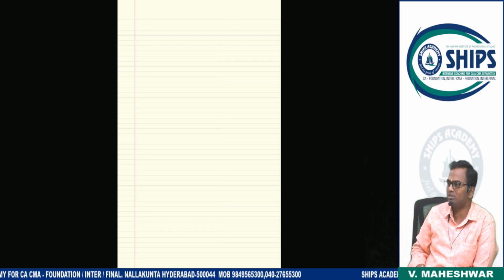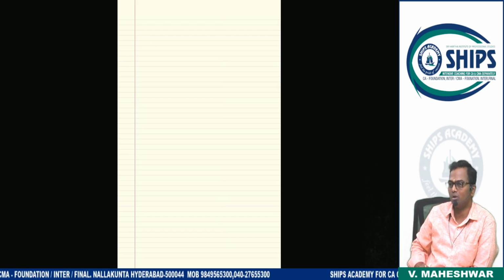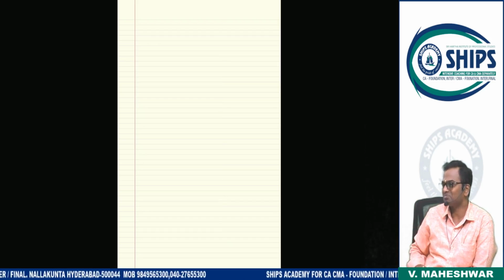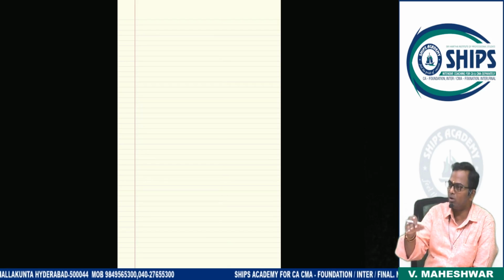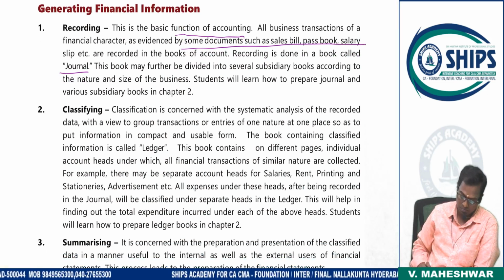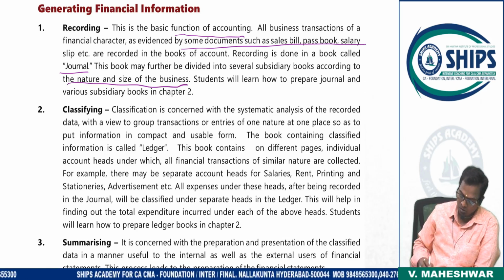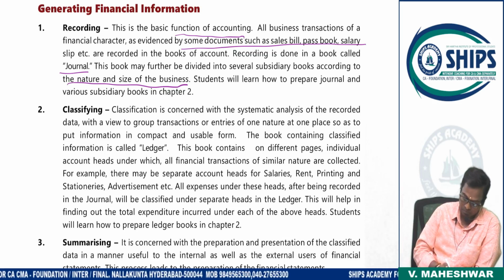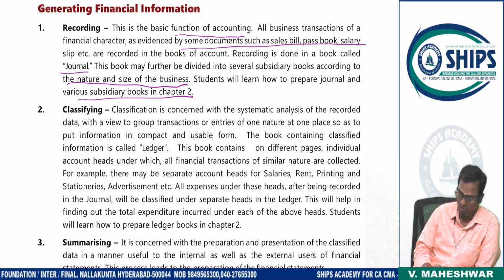Sir, what about ledger? If you press so-and-so person's name to whom you have made a call, how many calls are coming in, how many calls are going out, that is a ledger, isn't it? So there also it is used, sir. That is a journal. This book may further be divided into several subsidiary books according to the nature and size of a business. Students will learn how to prepare journals and various subsidiary books in chapter 2. So that is your recording.